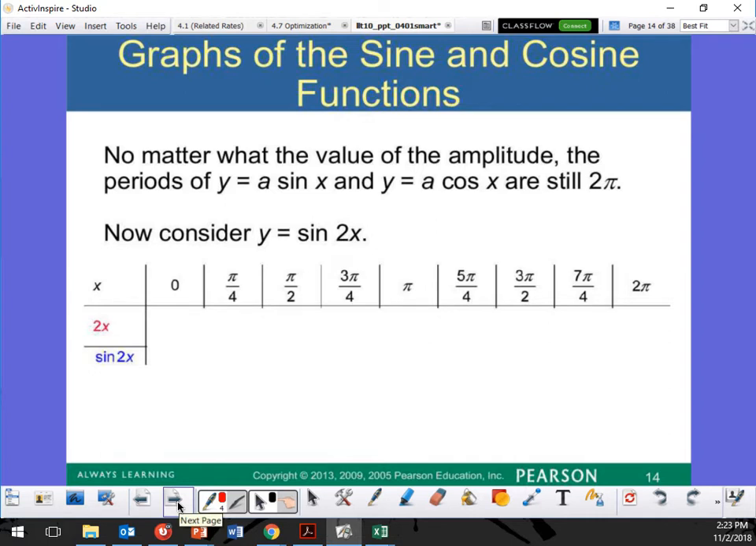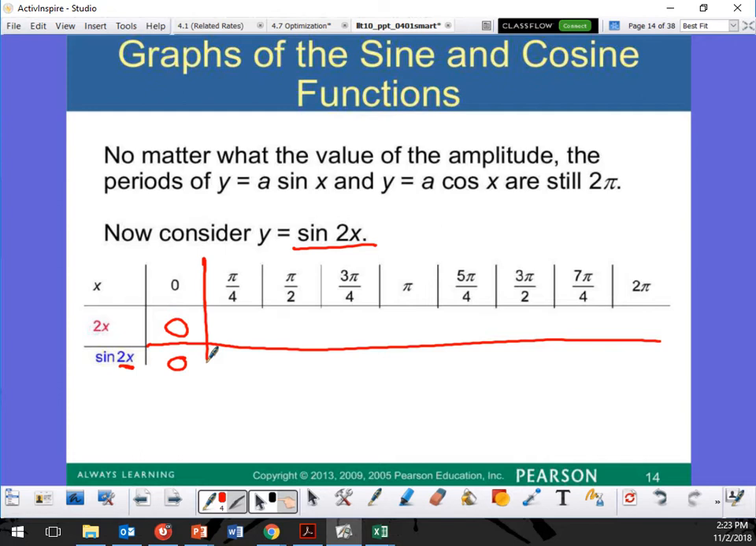All right, so now this is going to be sine of 2x. So now the 2 is inside there, inside for my angle. So here are the x's that I'm plugging in. Now, what is 2 times 0? 0. Now, what is sine of 2x? 0. Okay. Now, let's do the next one. What is 2 times pi over 4?